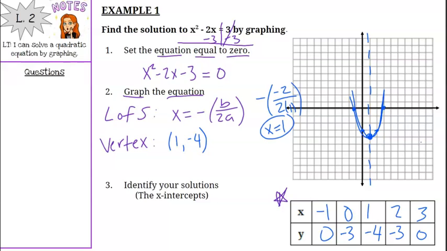So then your x-intercepts are the solutions. So where do we cross the x-axis? We cross right here and right here. You can also see it in the table right here where y equals 0 and right here where y equals 0. So our solutions would be just the x values, so x equals 1 and x equals 3. So that's how you find the solutions by graphing.